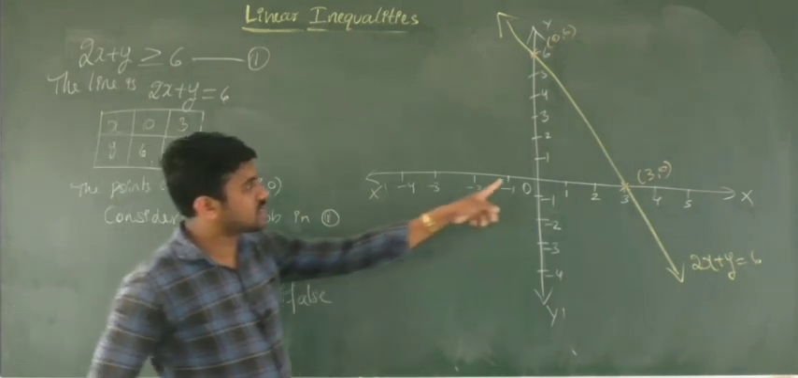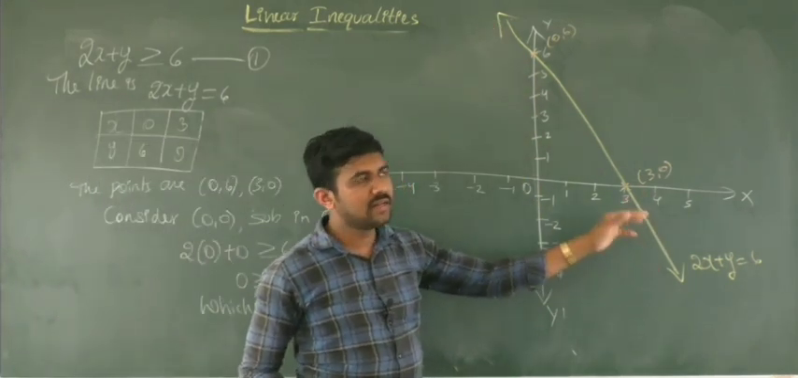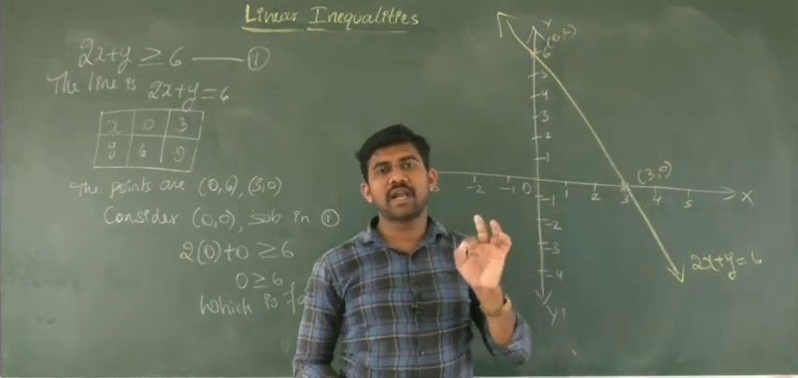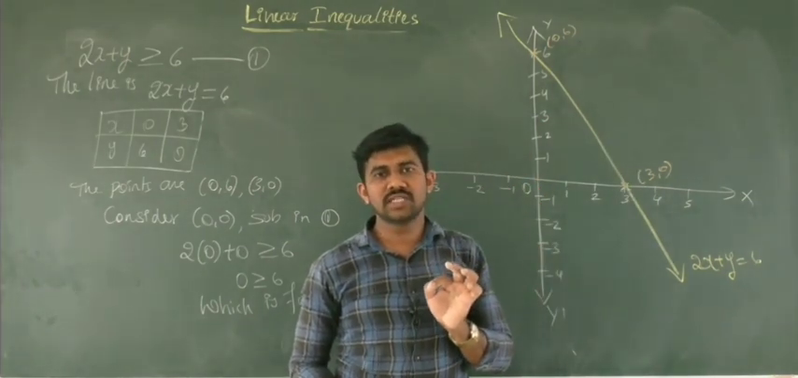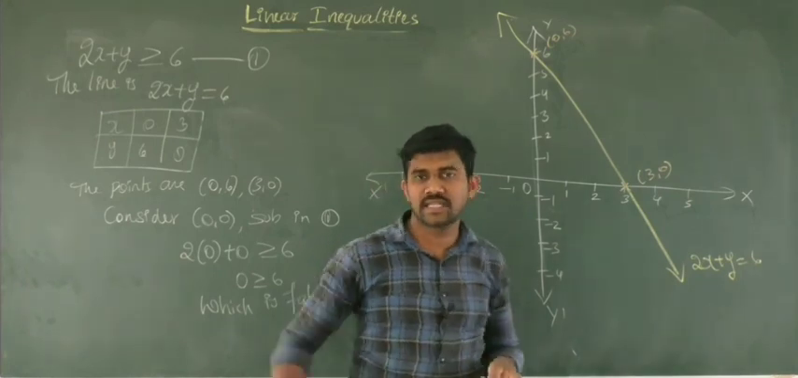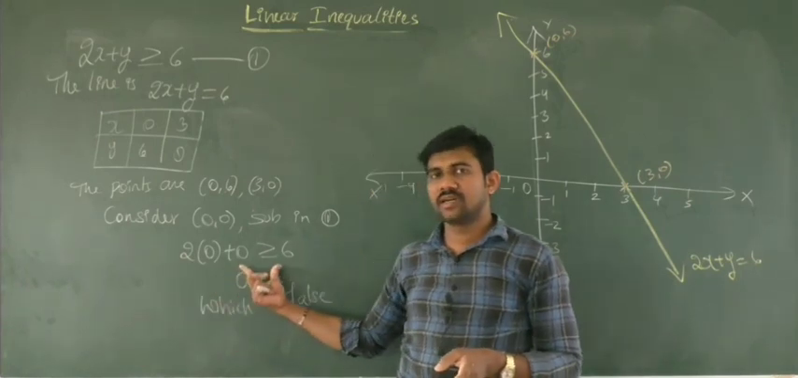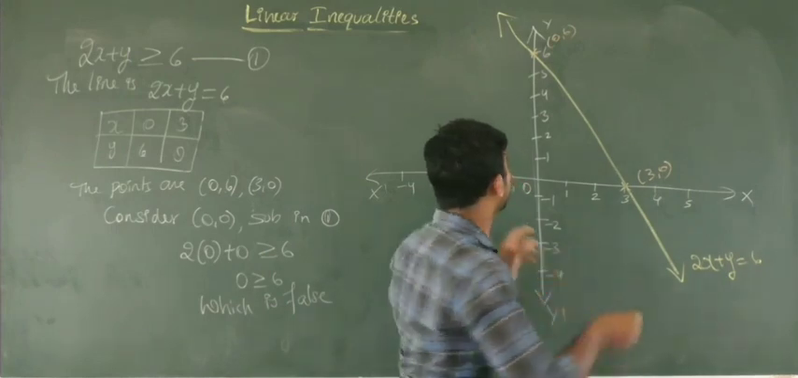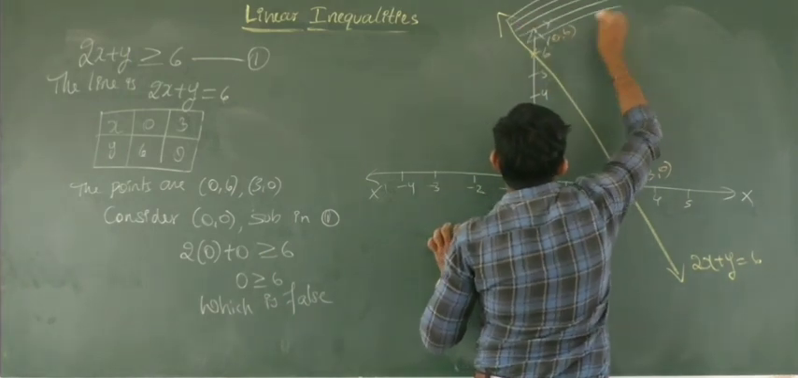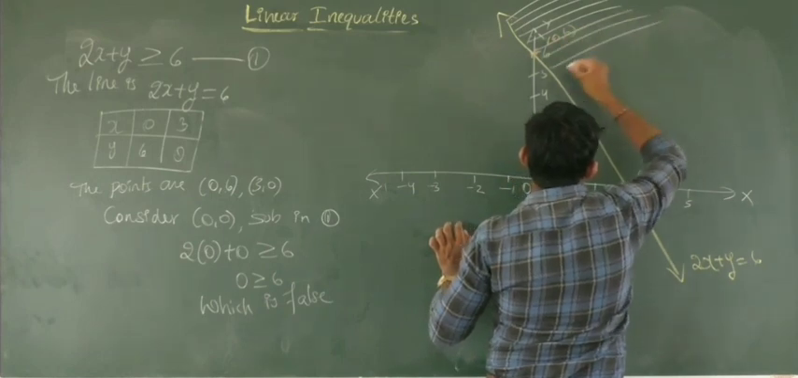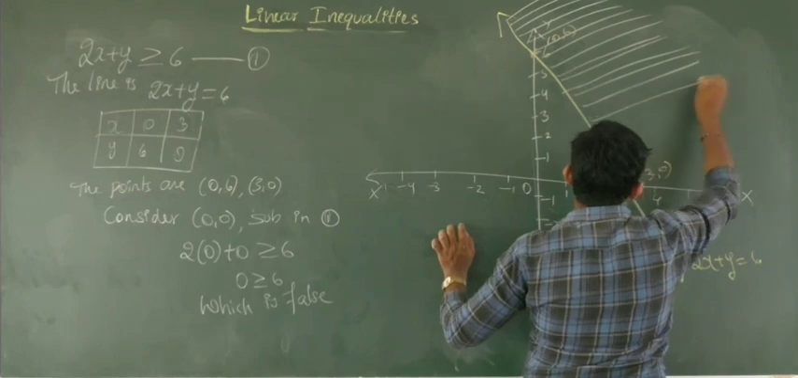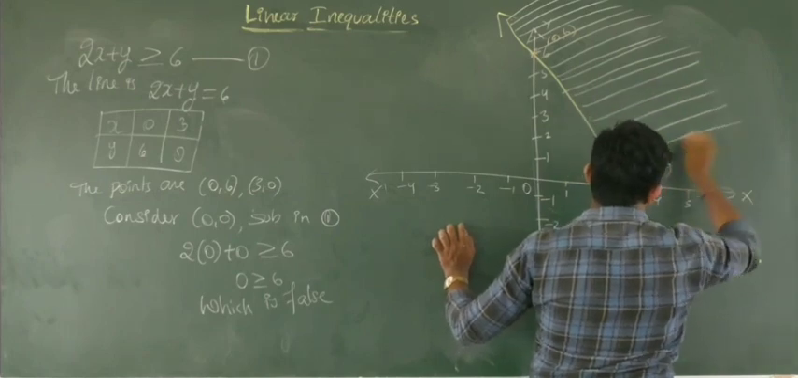Okay, origin lies in the lower half plane, so the solution region will be in the opposite half plane, means in the upper half plane we will get the solution region, or we can also say the solution region is away from the origin, since we got the condition false. Okay, so the solution region is in the upper half plane. This is the solution region of the given inequality.